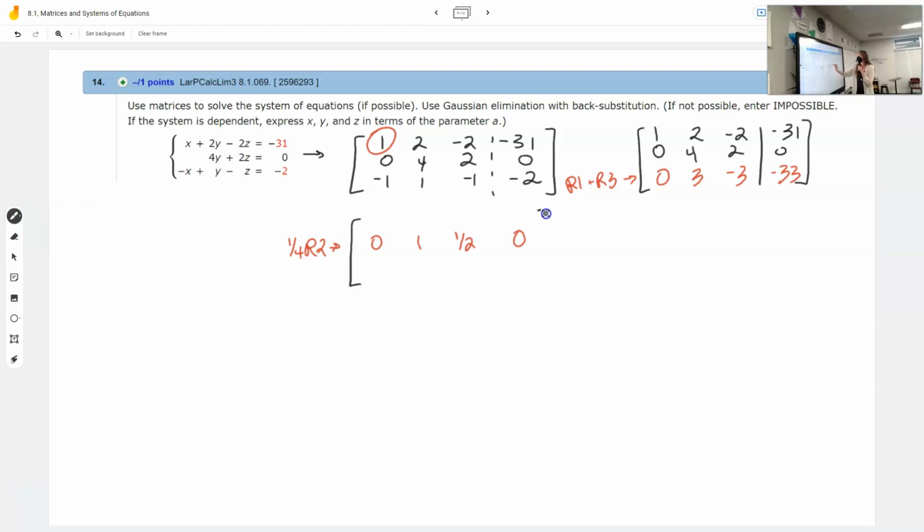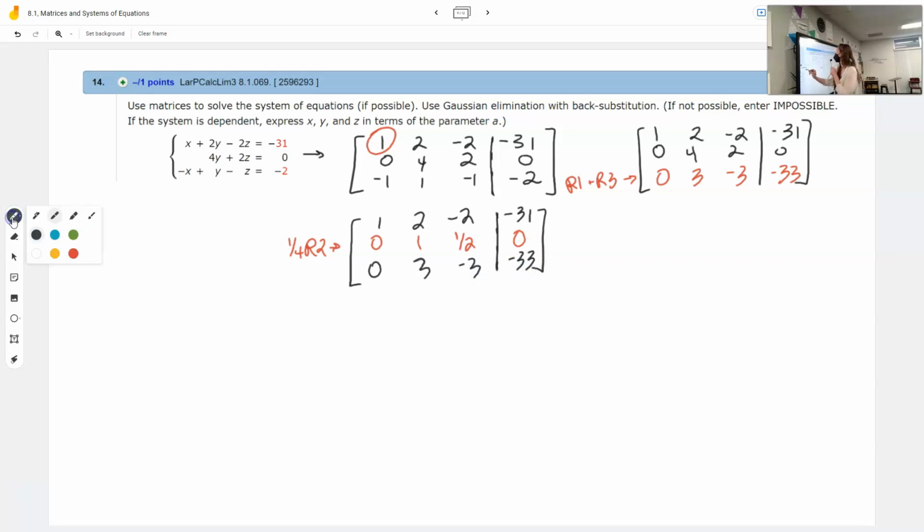But everything else was supposed to stay the same, which means the 1 and the 2 and the negative 2 and the negative 31. Oh, I'm doing it differently. Okay, whatever. And then my 0 and my 3 and my negative 3 and my negative 33.